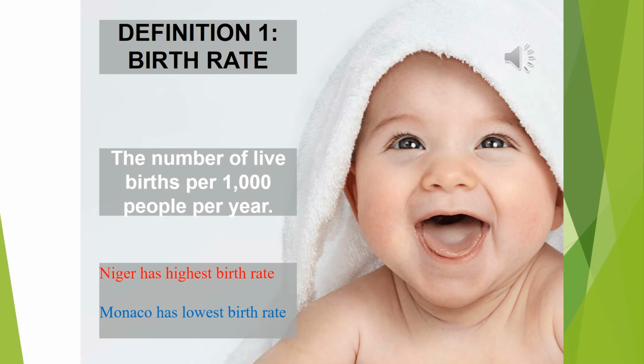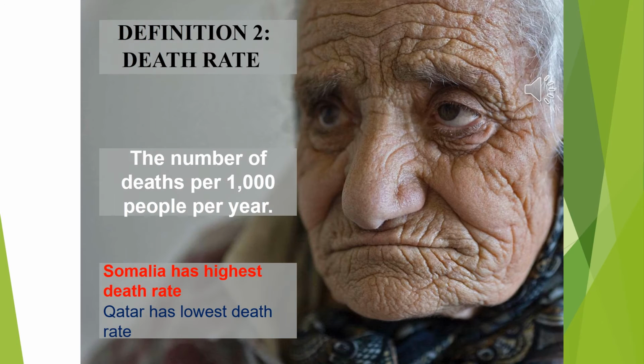Dear students, the first definition is birth rate. The number of live births per 1,000 people per year is called birth rate. We can also say that the number of babies born in any area per 1,000 people is its birth rate. Niger has the highest birth rate in the world, whereas Monaco has the lowest birth rate. Students, your task is to find the birth rate of Pakistan and Qatar.